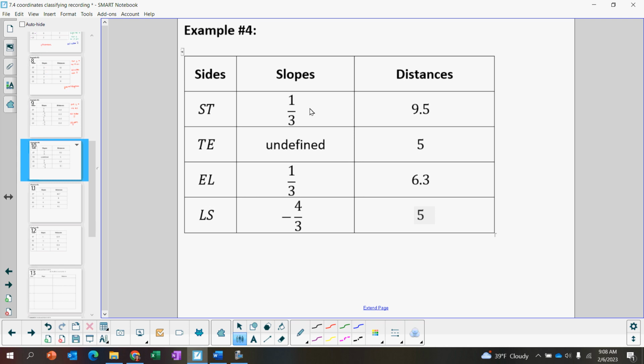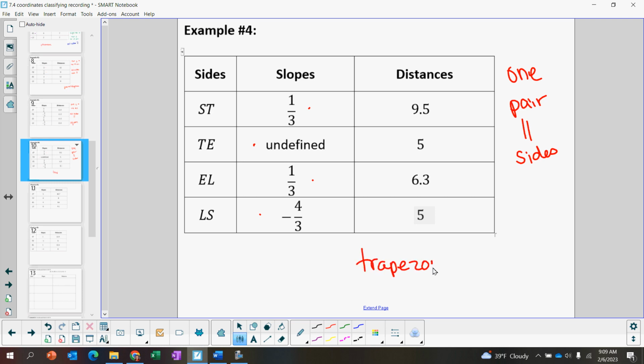So here I have 1/3 and 1/3, undefined and -4/3. So I only have one pair of parallel sides, which means it's not going to be a parallelogram or a rectangle or a rhombus or a square. This, because it has one pair of parallel sides, is a trapezoid.